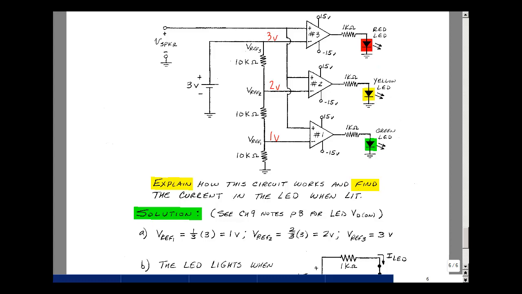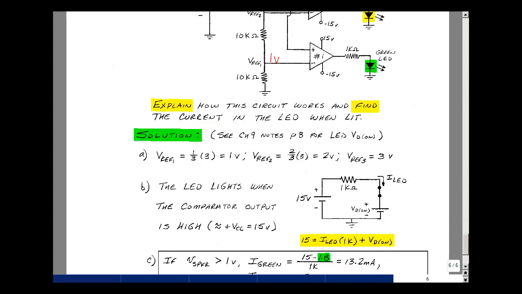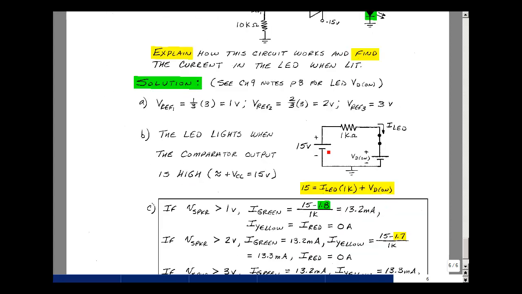Now, what's going to be the value of the current in the LED? When the comparator is high, we model it roughly as the power supply. And so current's going to flow in this direction. The voltage drop across the LED is going to be an ideal diode with the turn-on voltage V sub D on, and you can find the values for those different color LEDs in Chapter 9 on page 8. The rise in voltage would then equal the current in the LED times 1K plus VD on. So the current in the LED is going to be 15 minus the turn-on voltage for the LED divided by 1K.